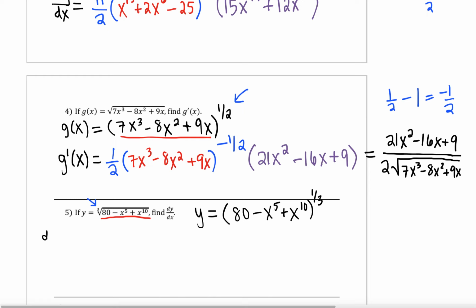So let's take that derivative. So we're asked to find dy over dx, so I'll use that notation. And I've got to start with the derivative of the outside function. Our outside function here would be the 1/3. And to take the derivative of that, the 1/3 power would come down. I'd keep the inside function the same, so I'll rewrite that in a second.